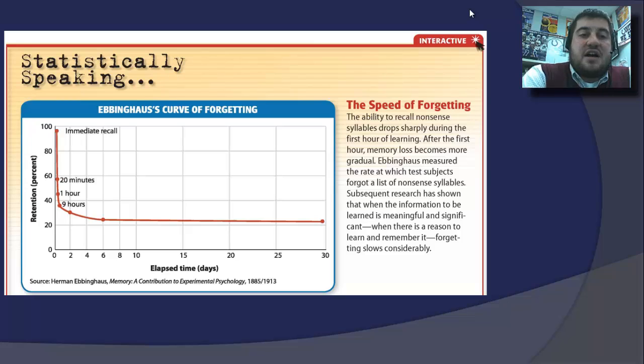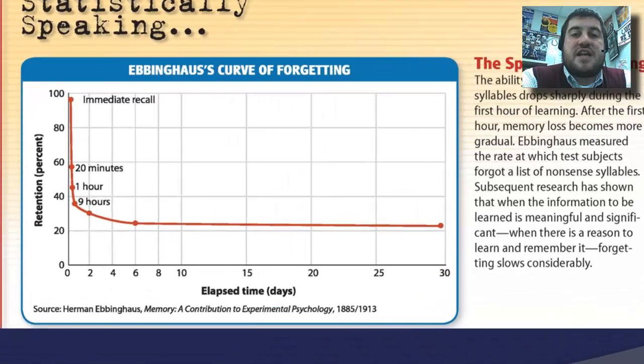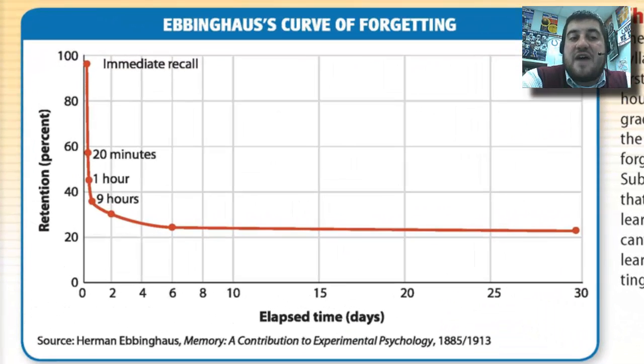This is called Ebbinghaus's curve of forgetting, and it basically measures how fast we forget. He gave some nonsense syllables to his participants in his studies, and then he measured how quickly they forgot it. During the first hour of learning, it drops sharply.